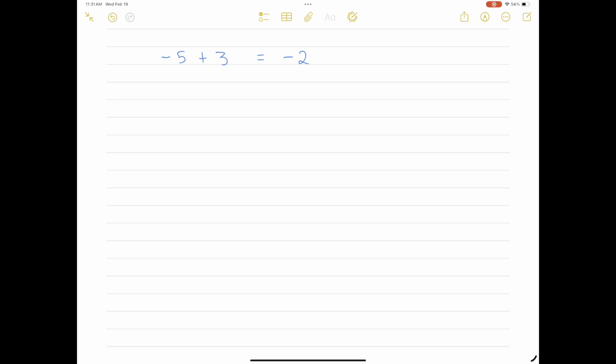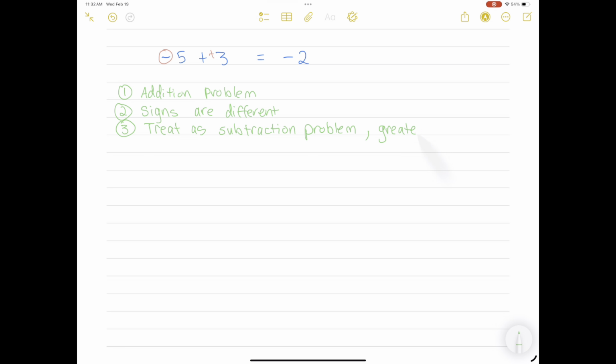Negative 5 plus 3 equals negative 2. First, we recognize that this is an addition problem, and we see that the signs are not the same. So that means we treat it as a subtraction problem, and the bigger number gives the sign. This math concept seems confusing at first, but the more problems you do, the easier it will get.